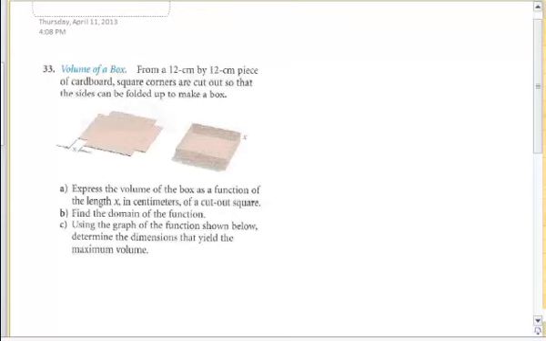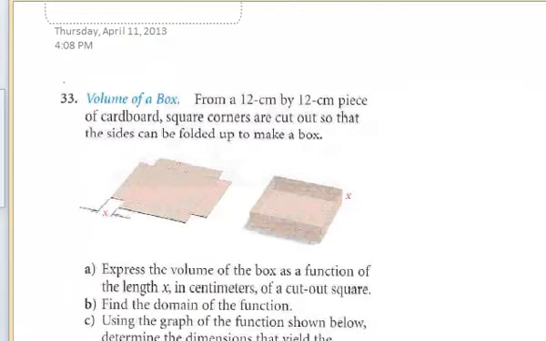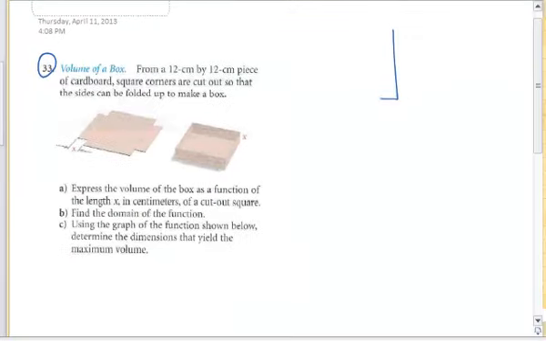Hello pre-calc class. Today I want to go over a quick review of what we did during the week with finding optimum values for design. And what we have here is on number 33, the volume of a box problem that we had during the week. And remember, we started out where we had a flat piece of paper, and in this case they're saying our paper is 12 by 12.